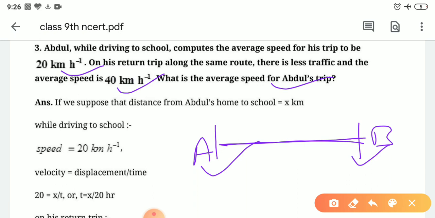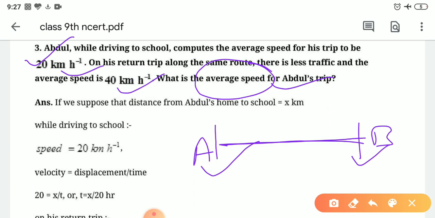So remember this one, you cannot just add both the speeds, 20 plus 40 upon 2. We cannot find the average like that. What we have to do is use the formula for average speed, that is total distance upon total time. In this question, at first we will find the total distance covered from A to B and B to A, and the total time taken by Abdul. Then we will divide total distance upon total time, and we will get our average speed.